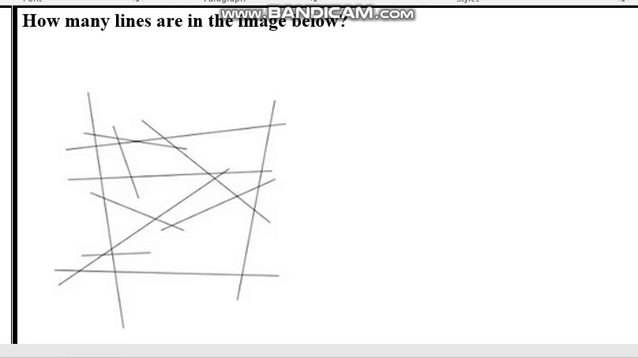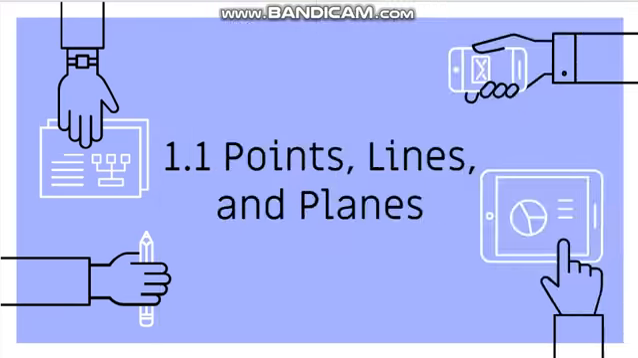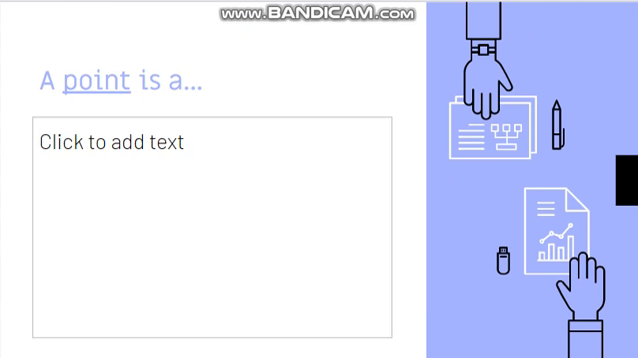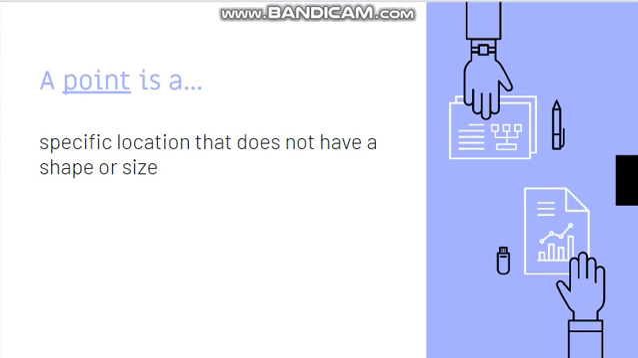All right, and now we're going to dive right into our notes. So find the note page that is titled 1.1, points, lines, and planes, and it starts with "a point is a." Make sure to write this definition down on your paper next to this part. A point is a specific location that does not have a shape or a size. And we name it with a capital letter.